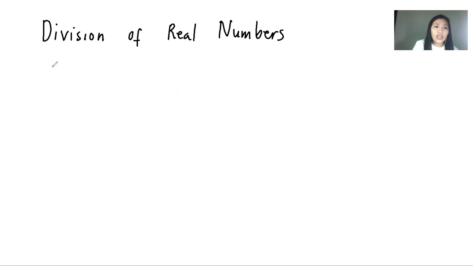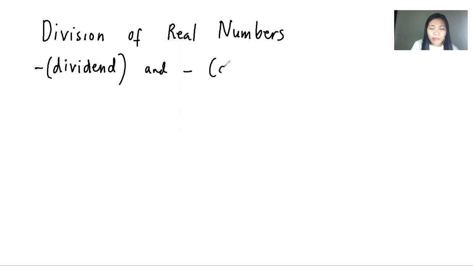It means that if there is a dividend that is negative and you divide by a negative divisor, I'll change it. It should be negative and negative. The dividend is negative and the divisor is negative, it will result to a positive answer.